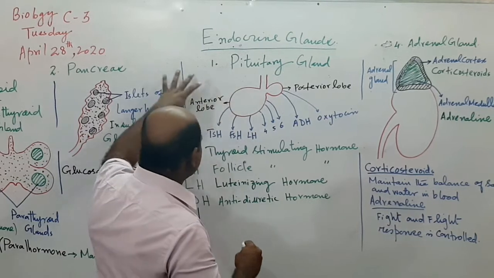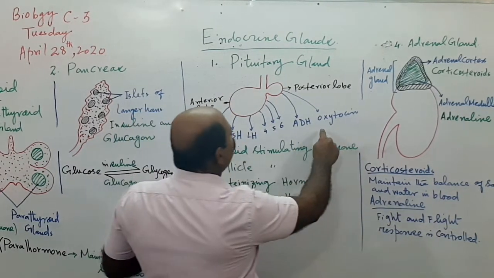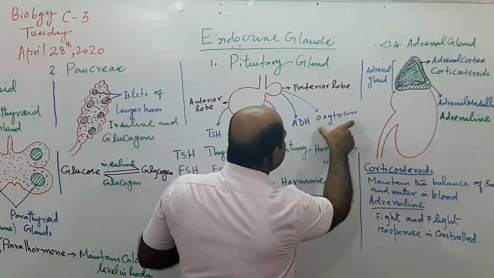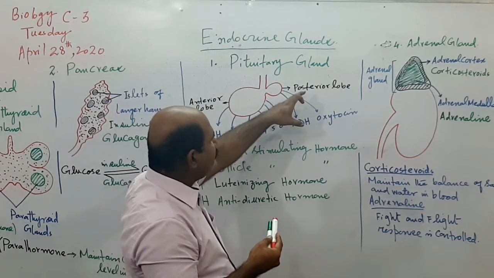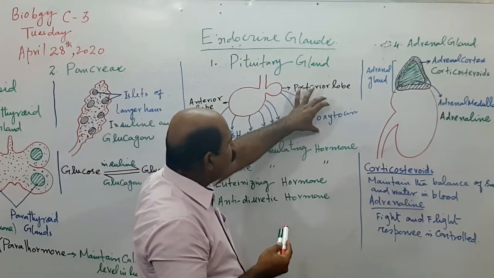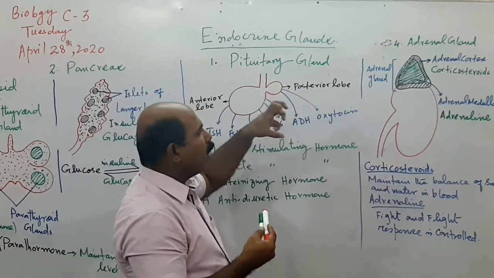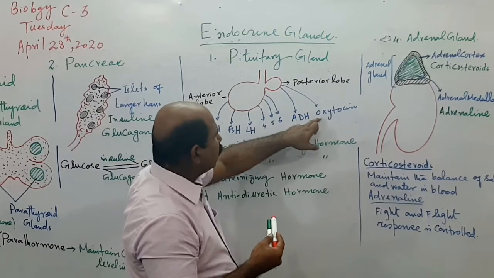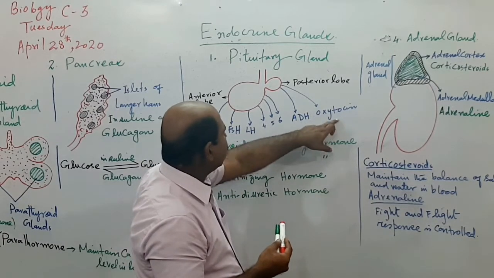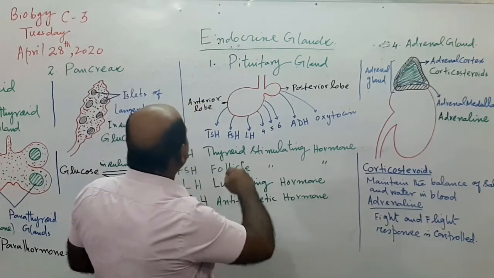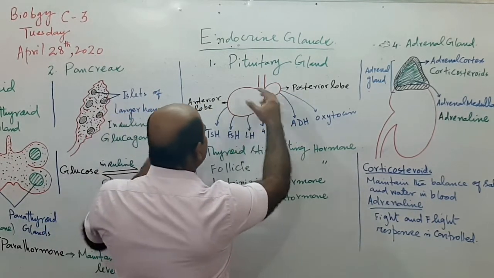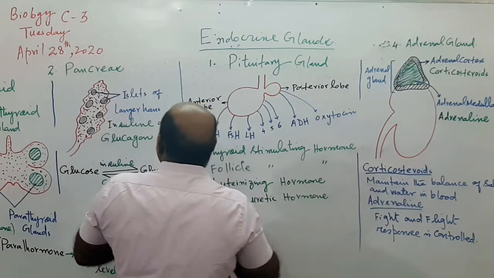So these are the hormones, and there is another one that is called oxytocin. Oxytocin is released during childbirth by the female, and it helps in the contraction of the uterus. So this is called oxytocin. So this is the whole structure of the pituitary gland, and it has two lobes, anterior and posterior.